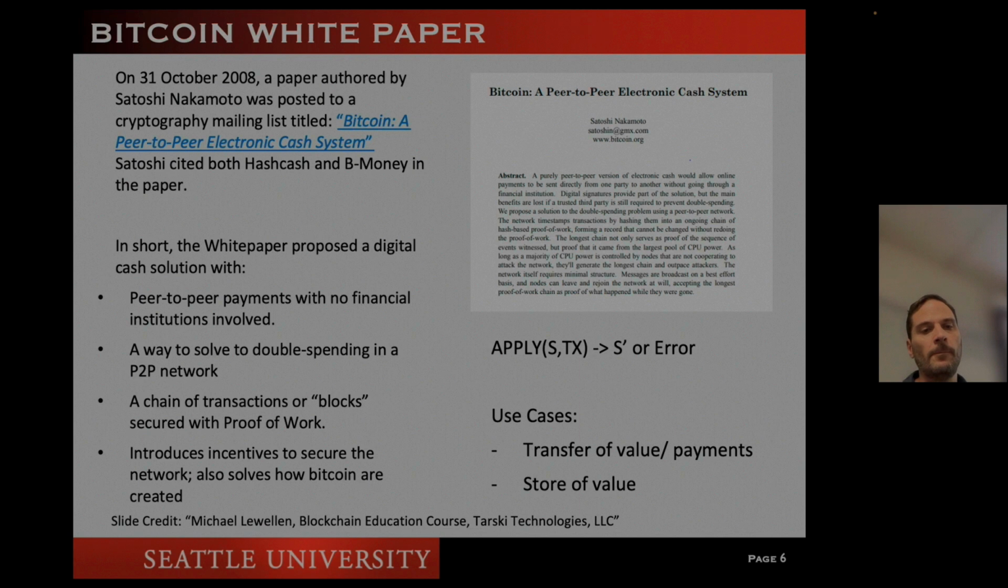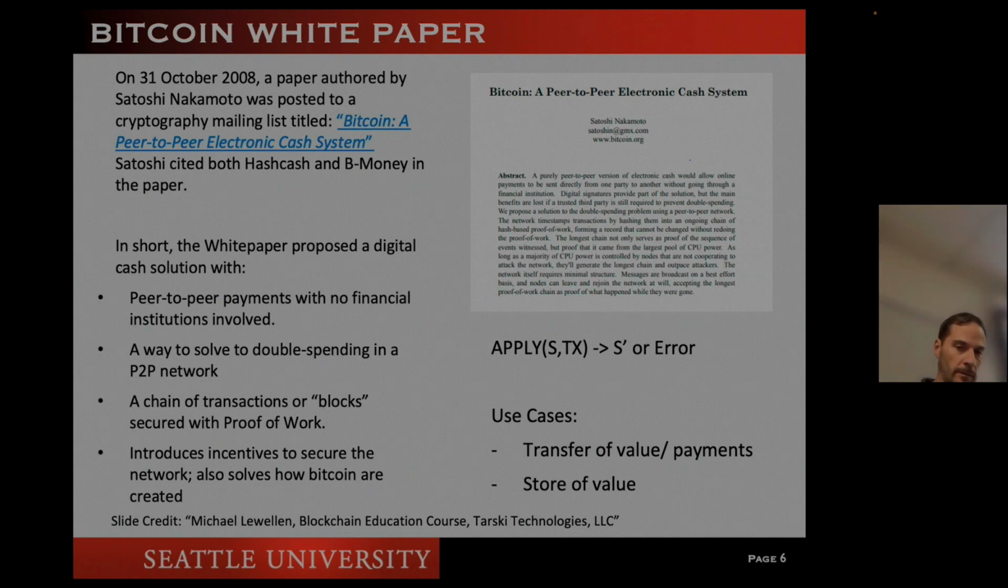What the white paper proposed was a digital cash solution with the following properties. First of all, peer-to-peer payments with no financial institutions involved, so completely decentralized. Second, a way to solve the double spending in a peer-to-peer network, and I will talk about double spending in a couple of slides. A chain of transactions or blocks that are secured with proof of work, and again, I will talk about how that actually looks in a couple of slides. And then it also introduced incentives to secure the network, so essentially the mining aspect that also solves how Bitcoin are created. Bitcoin essentially come from the mining activity.